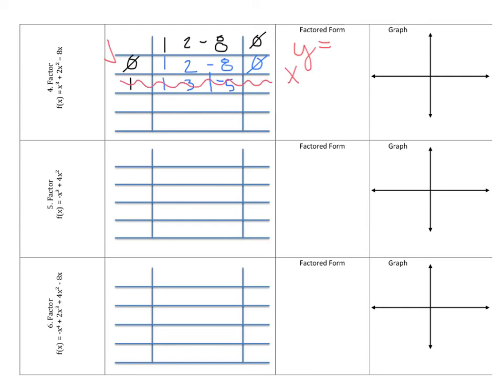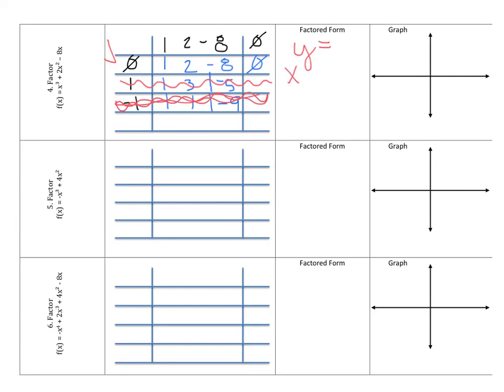Okay, so let's try another one, negative 1. Dropping down a 1. So from here, we're going to start with negative 1 times 1 is negative 1, plus 2 is 1. Negative 1 times 1 is negative 1, plus negative 8 is negative 9. Again, the remainder was not 0, so that doesn't work as a possibility.